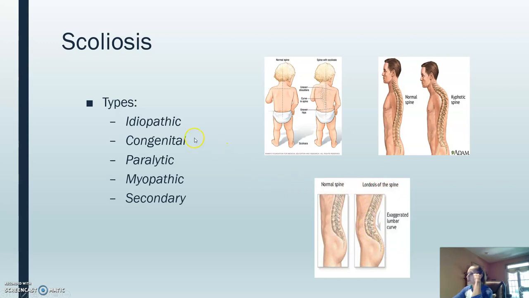So this could be idiopathic, meaning we don't know why this occurs. It could be congenital, meaning that you were born with it. Could be paralytic, where through paralysis over time the muscles become weakened around the spine and they cause a curvature. Could be myopathic, which is a result of muscular dystrophy or polio maybe. Or secondary, which could be a result of any kind of spinal condition like degenerative disc disease or osteoporosis.